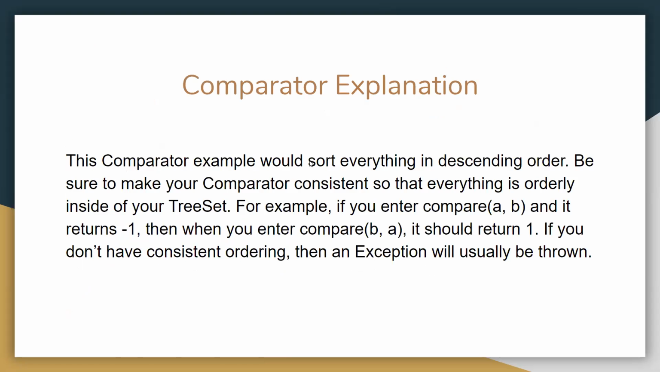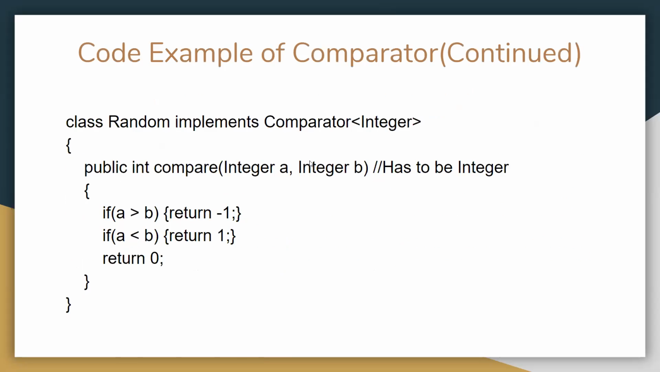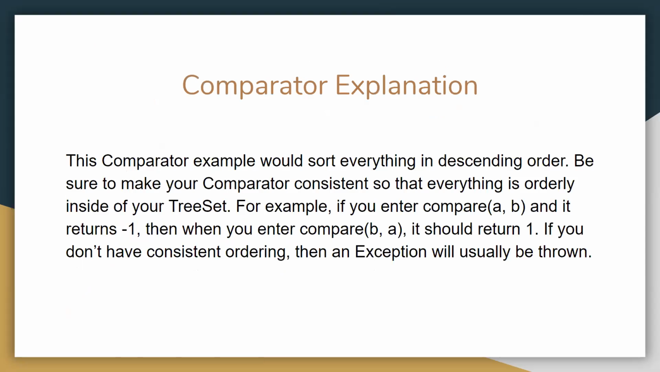Okay. Comparator explanation. Or just making sure I didn't miss anything. Okay. Apparently I got it wrong again. You can notice that sometimes it's really hard to do this since it's really confusing. But anyways, this comparator example apparently will sort everything in descending order. Be sure to make your comparator consistent so that everything is ordered properly inside of your tree set.